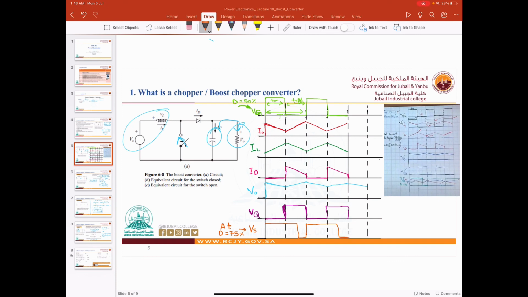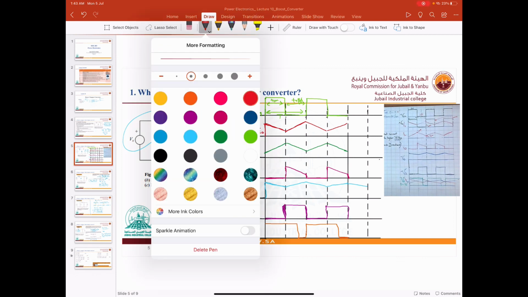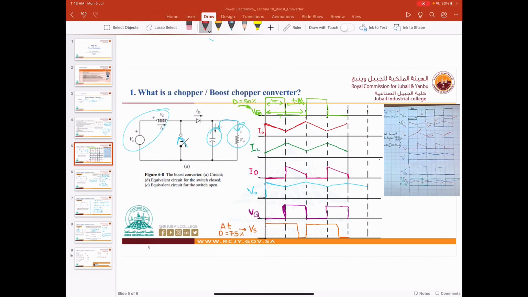What about the I out? I out, we used red. It will discharge first and then charge a little bit. Okay, why is it discharged? Because we have only the capacitor current. Why charge? Because we have the source's current. It will do like this.